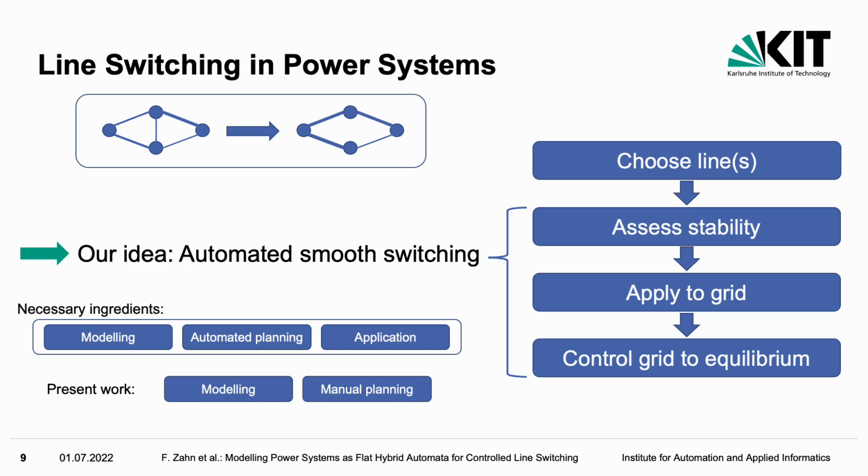Our idea now is to change that. We want to investigate methods for how we can automate line switching and make it a smooth transition without oscillations or jumps. We therefore need a few ingredients.